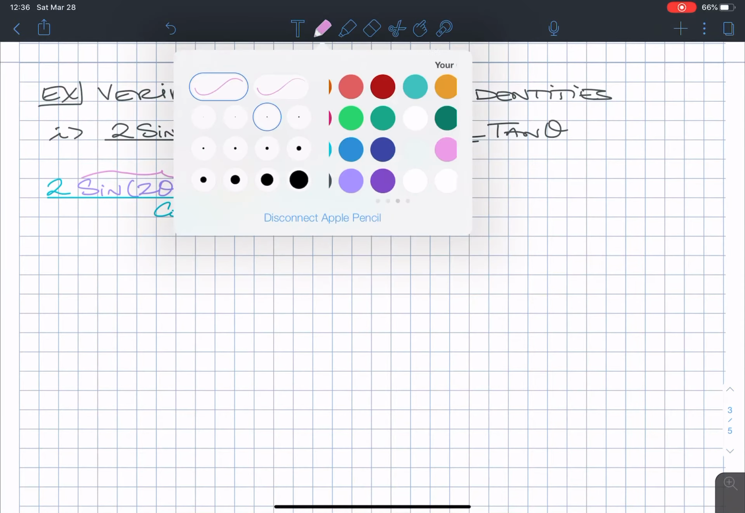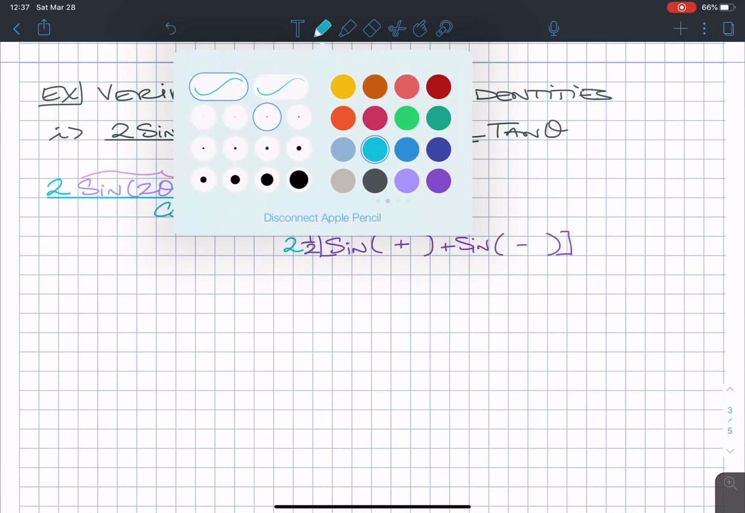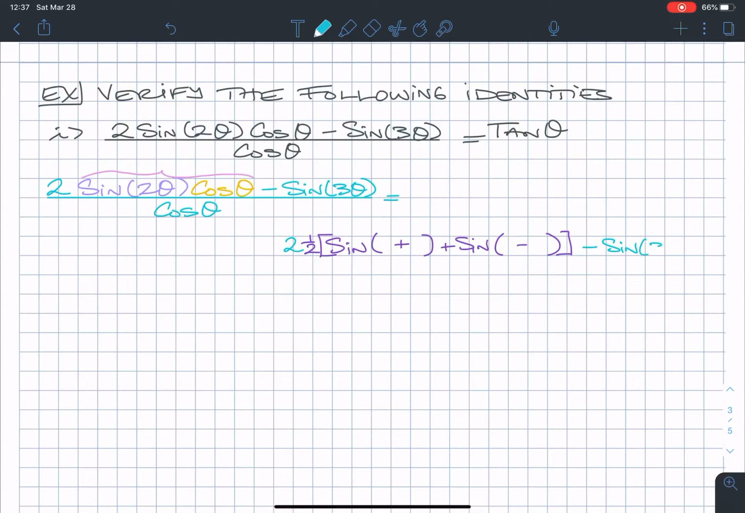So I can rewrite this as 2 times 1/2 the sum of the sines, that is sine of the first angle plus the second angle plus sine of the first angle minus the second angle, from which I'm subtracting sine of 3 theta and dividing that all by cosine theta.